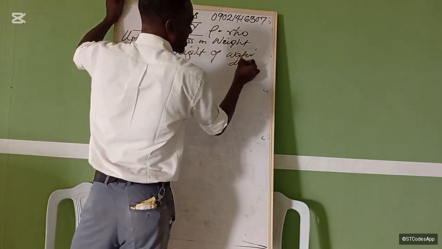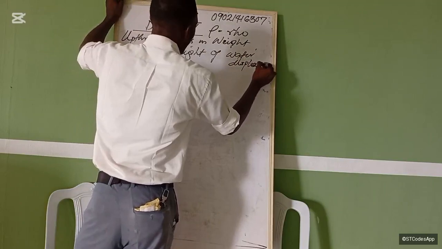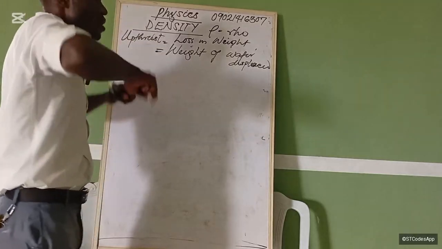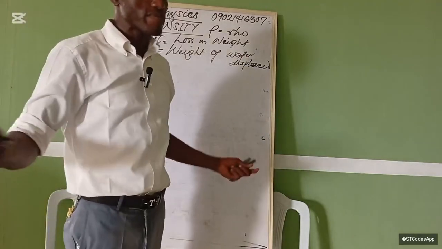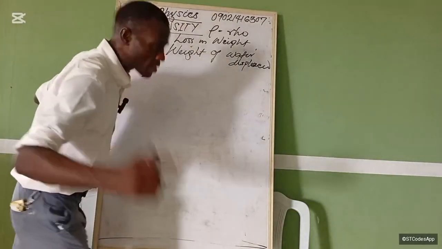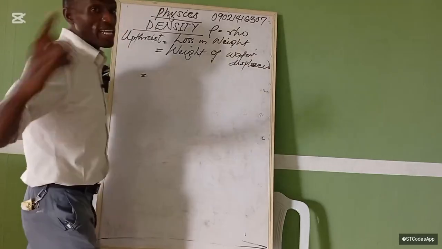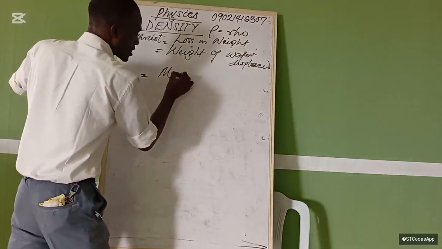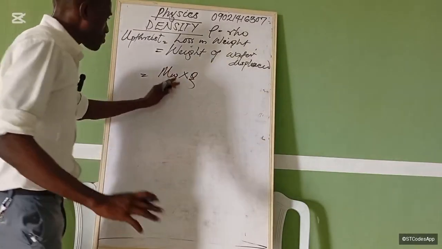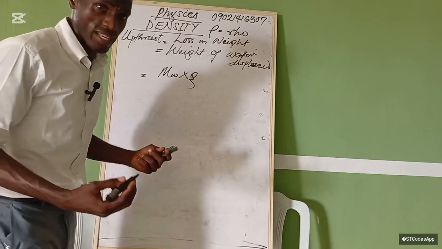Weight of water displaced. Not the water inside the well or inside the container. The water that the body makes to give way. Is that okay? Alright. So now, what is the weight of the water displaced? Now listen. You remember that weight of water displaced will be mass of water times acceleration due to gravity. Am I clear on this? This weight is mg. Does that make sense?